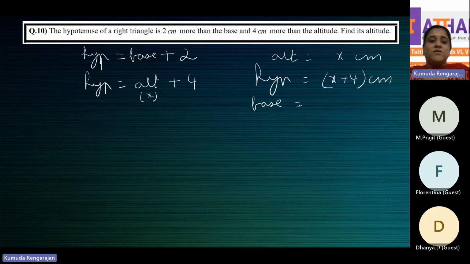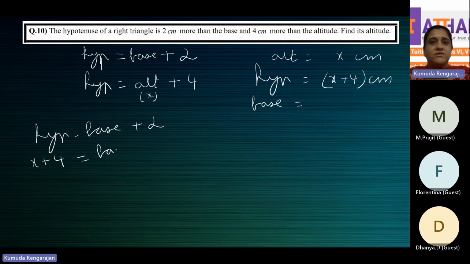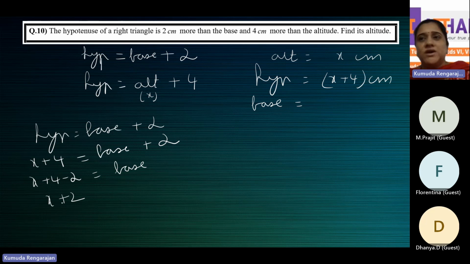So what about the base? For the base, you'll have to take up this equation, right? Hypotenuse is base plus 2. So here you substitute. What is the hypotenuse? x plus 4, correct? Is equal to base plus 2. So when this 2 comes, x plus 4 minus 2 is equal to base. Plus 4 minus 2 is 2, so the base is equal to x plus 2. So now we have got all the 3 in terms of x.